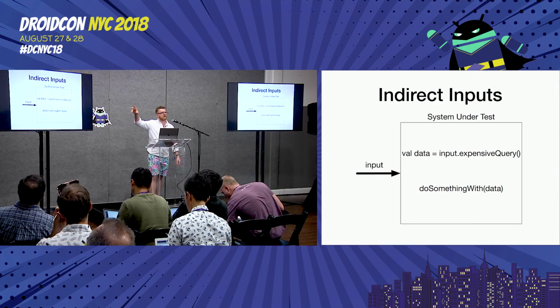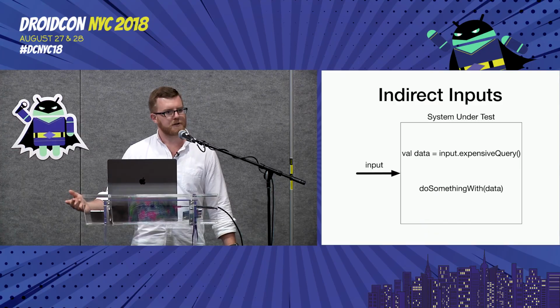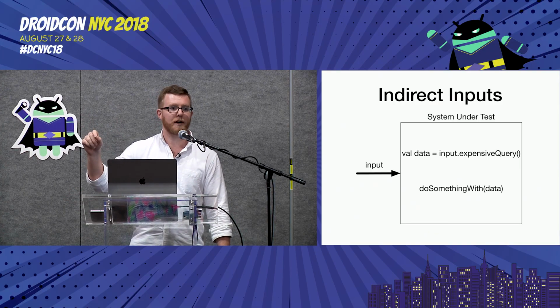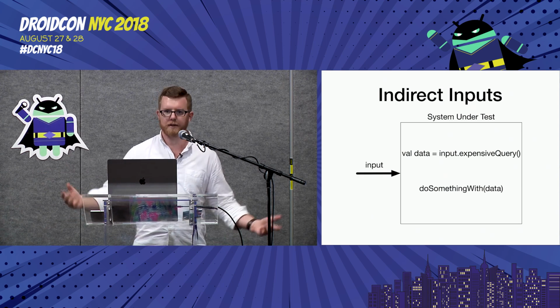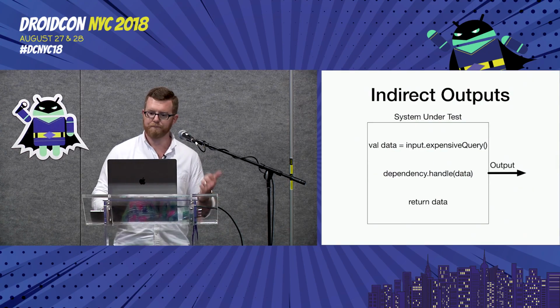But in this case, if that input is difficult to create, then your tests are going to be a little gross because you're going to have to create that input object and set it up correctly. If that input has other dependencies, you have to create all of those, which can be very annoying. So we'll use test doubles to get rid of that.